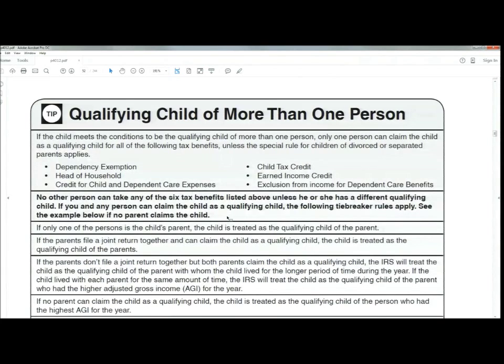If the child meets the condition to be a qualifying child of more than one person, only one person can claim and get all of the benefits, right? So they cannot have a discussion like this. Jane says, Brittany, why don't you take the earned income credit and I'll take the dependent exemption. It's a package deal by and large. Now, there can be a little split with that if we're talking about divorced or separated parents, but by and large, it's a package deal. Whoever claims Peter gets the whole enchilada as far as benefits go.